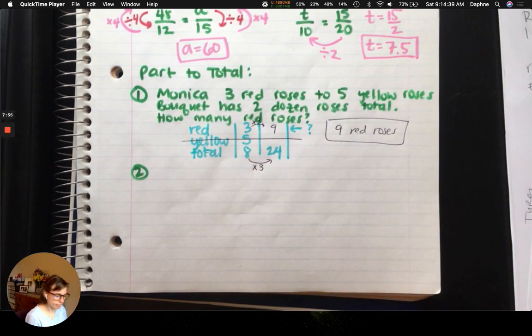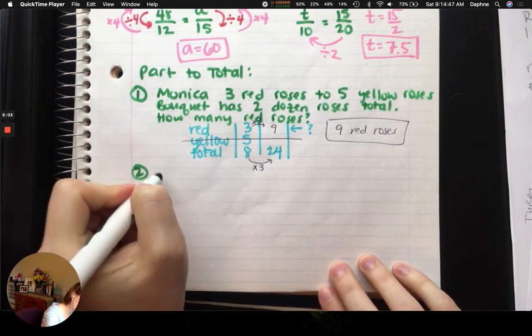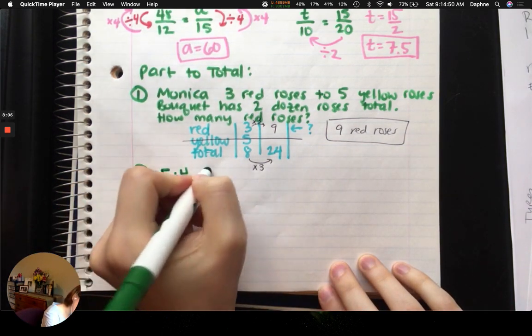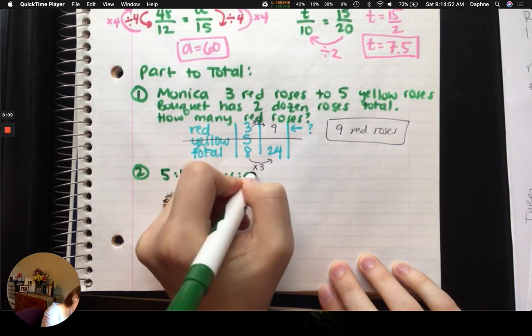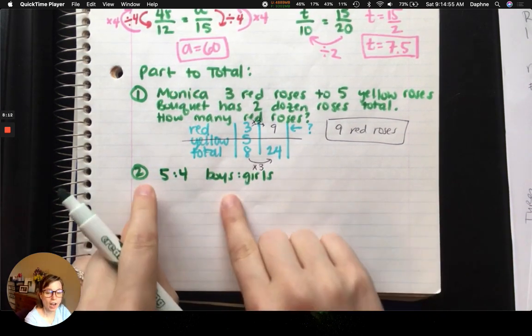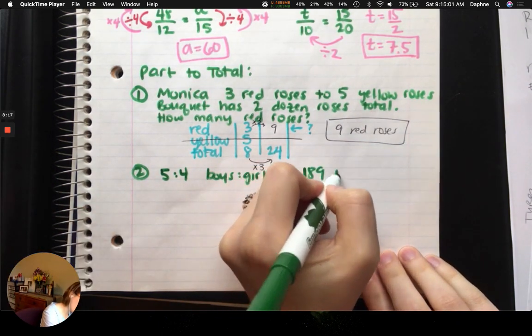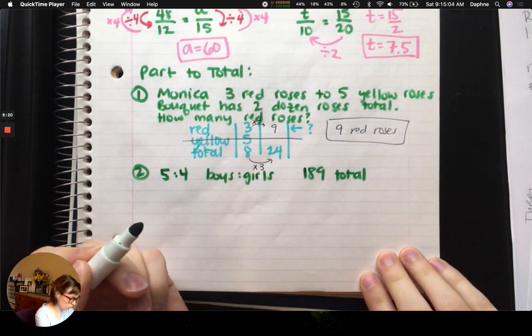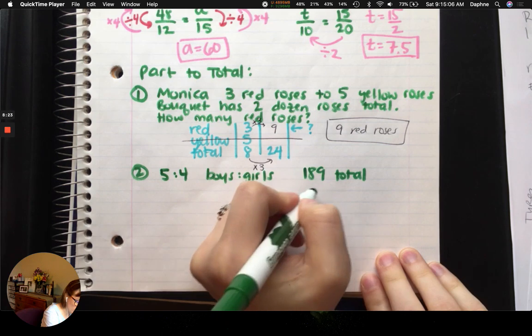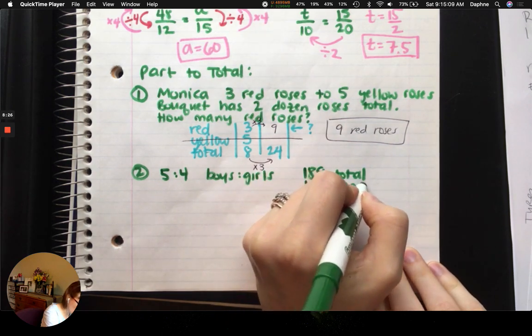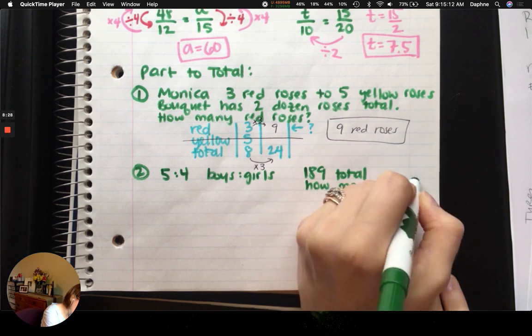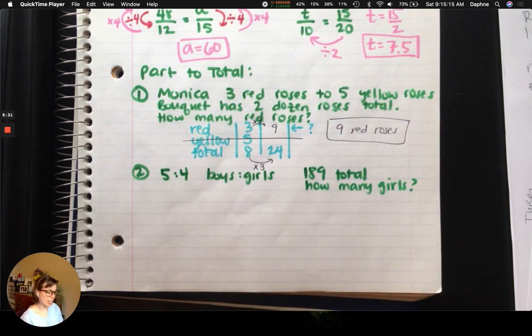Boom. All right, number 2. Again, green. The ratio of boys to girls in a school is 5 to 4. So 5 to 4 is boys to girls. Remember, order matters. So it'd be 5 boys to every 4 girls. And if there are 189 total students in the school, the question is, how many girls are there in the school? So again, I'll let you make the table for this one. So pause it, try to figure it out.